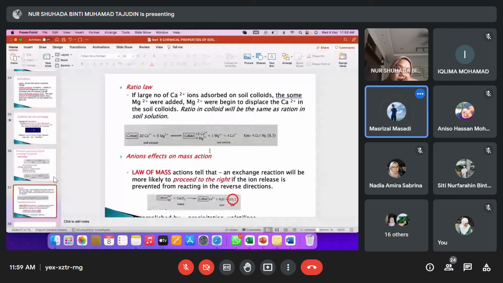Kurang. Kecewa. Okay. Kalau, okay, dia mana ada 2.